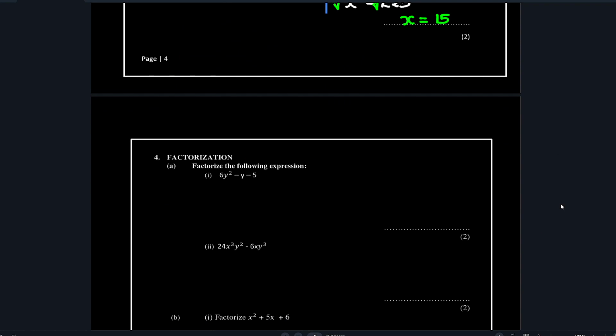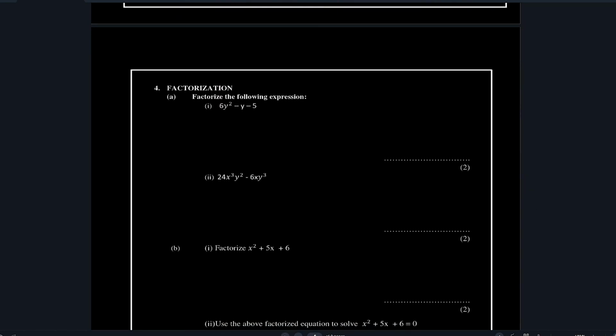Now, in order to do factorization here, we need to multiply the first term, which is 6, by the last term, which is 5. So the product is going to be negative 30. We need two numbers whose product is negative 30. If you have a number in front of the y squared or x squared for a quadratic expression, you must multiply that term and the last term. So we need two numbers whose product is negative 30, but the sum is negative 1.